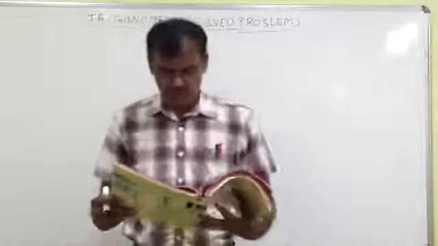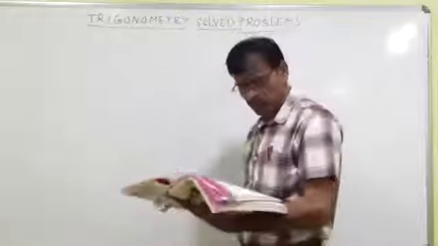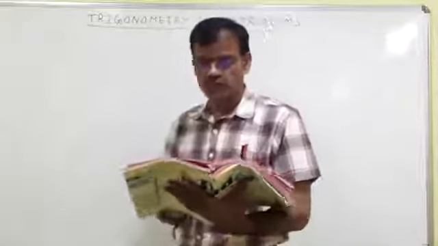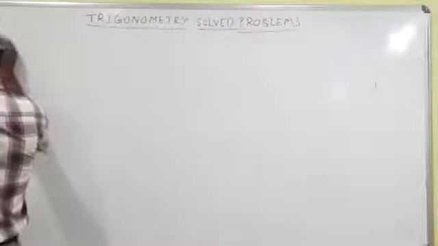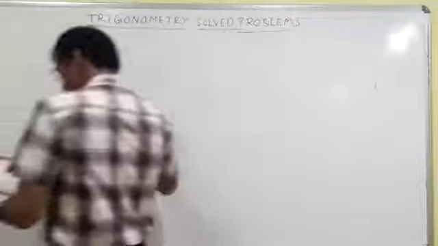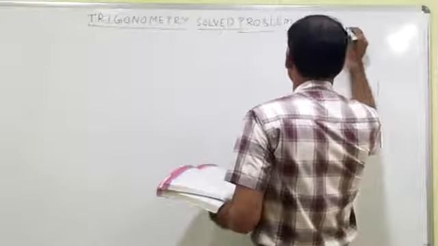Dear students, in yesterday's class on the trigonometry chapter's solved problems, we discussed up to 4 examples. Let us discuss example number 5 today, on page number 277. The solved problems are on page number 277.